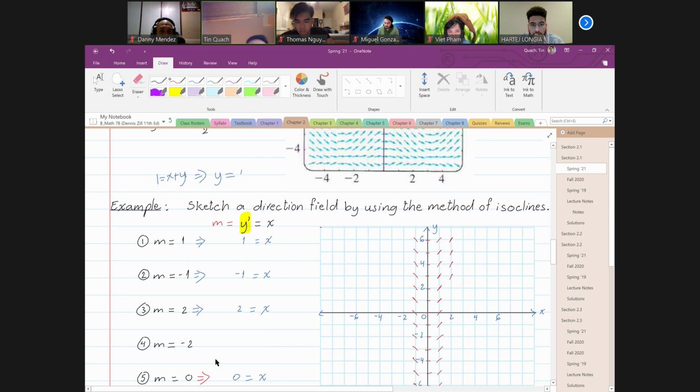So you have to draw in pencil this line right here, and then on this line, the tangent lines passing through this line will have slope 1. That's what it means. Okay, we happen to have just vertical lines, but in general you could have any line. So just draw that line in pencil and then get a bunch of marks on there.